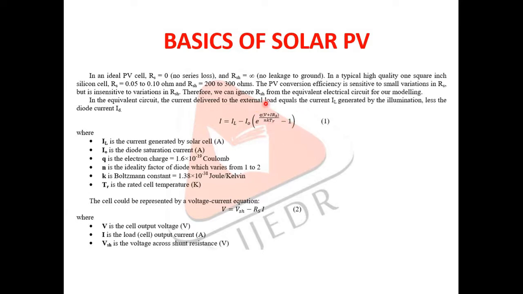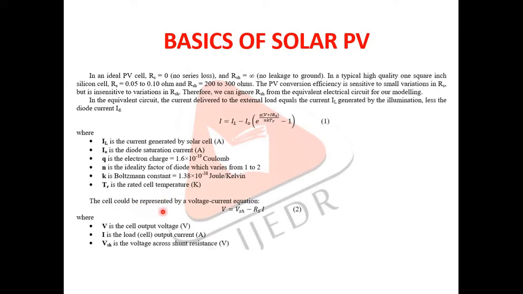So this is our first equation for the modeling, where IL is the current generated by the solar cell, I0 is the diode saturation current, q is the electron charge equal to 1.6 into 10 raised to minus 19 coulombs. n is the ideality factor of the diode which varies from 1 to 2. k is the Boltzmann's constant and its value is 1.38 into 10 raised to minus 38 joule per Kelvin. Tr is the rated cell temperature in Kelvin.